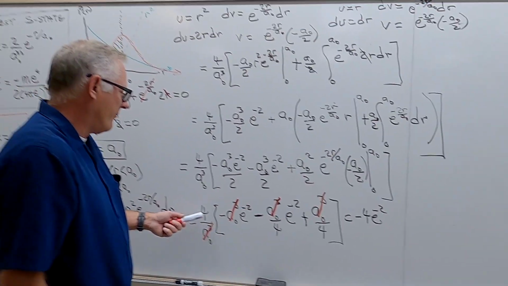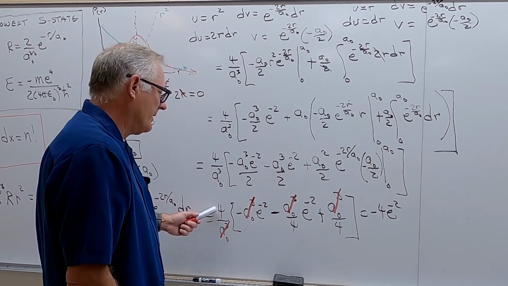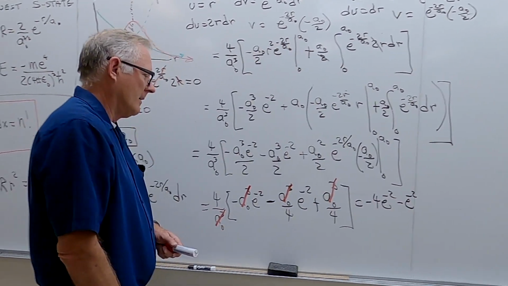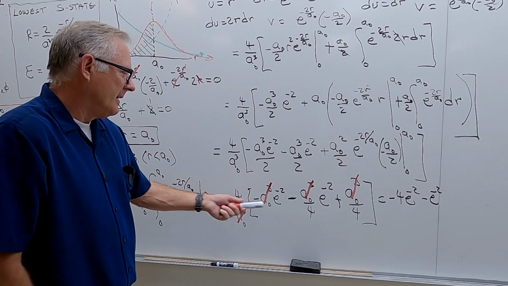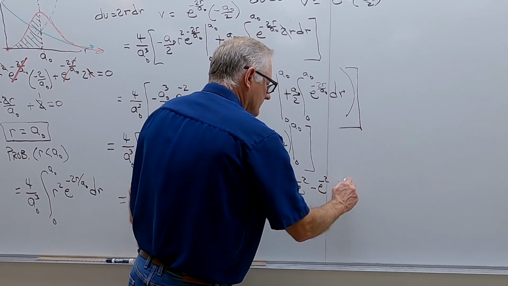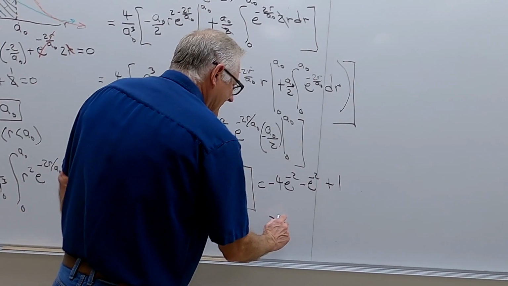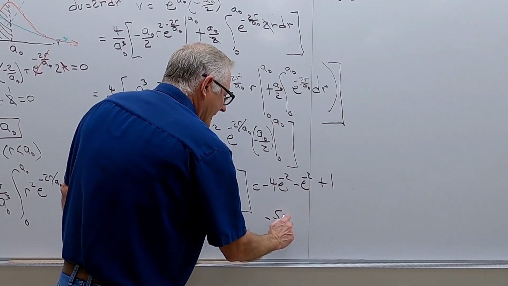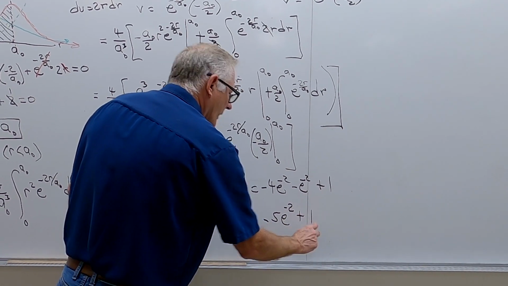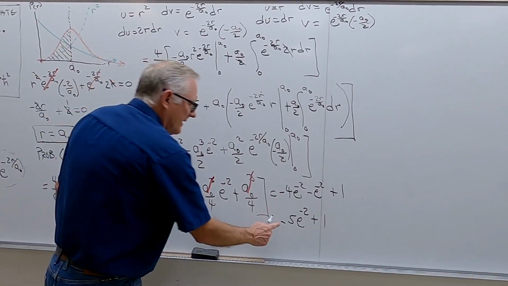So when we multiplied by 4, this was minus 4e to the minus 2. Then this next term, the 4's drop out, and we just get minus e to the minus 2. And then the last term is plus 1. Okay, which is minus 5 e to the minus 2 plus 1 right here.